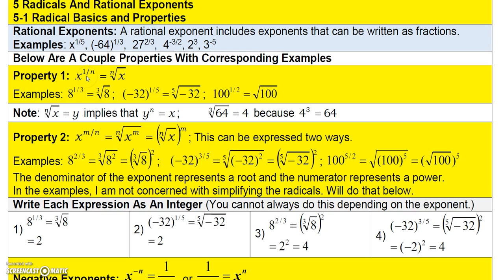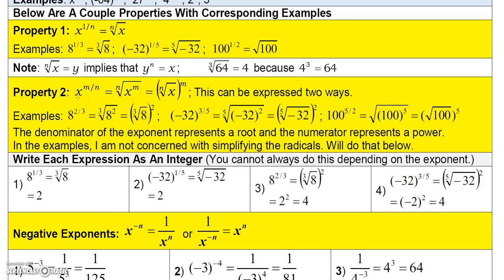All right, so to understand rational exponents, I want to give you this property. If you have x to the 1/n power, that means the nth root of x. An example would be if I have 8 raised to the 1/3 power, that's the same as the cube root of 8. Or if I have negative 32 raised to the 1/5 power, that would be the 5th root of negative 32. Or if I have 100 raised to the 1/2 power, that would be the same as the square root of 100. And anytime the nth root of x is equal to y, that means y to the n equals x. So for instance, if the cube root of 64 equals 4, it's because 4 cubed is equal to 64.